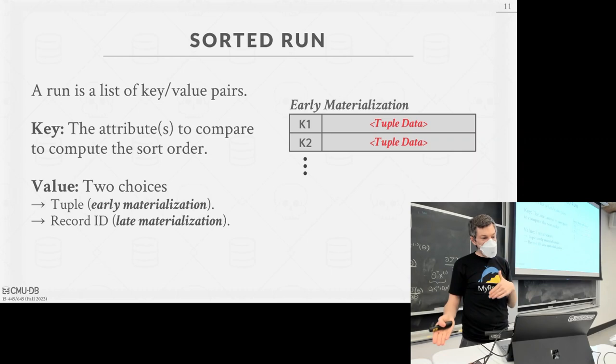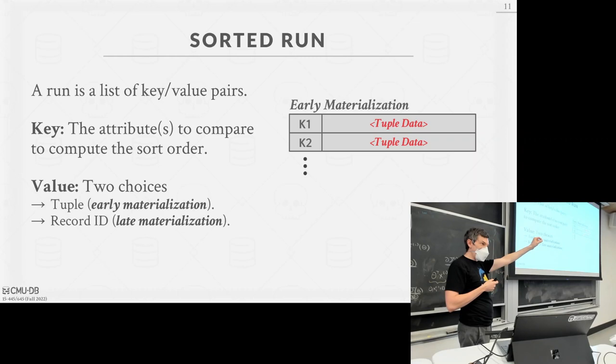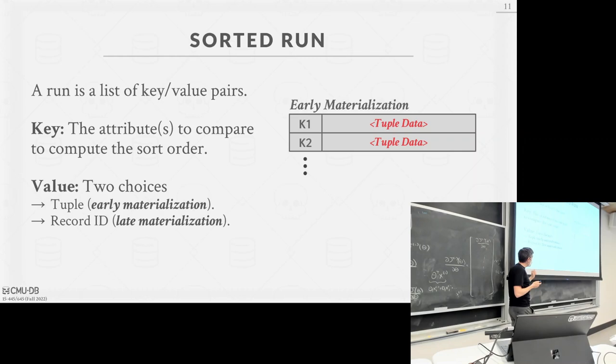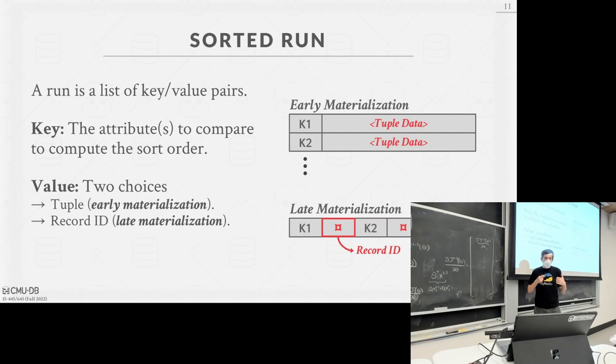Early materialization means I have the entire copy of the tuple. You can play a game of recognizing how much of the tuple you actually need in the upper parts of the system, and only pass portions of it if you're doing projections. We'll cover that next week. Late materialization is just the record ID. There are trade-offs to these. With early materialization, I'm potentially copying a lot of data from one step to the next. As I do these runs, I have to bring the tuple in and write it back out over and over again.